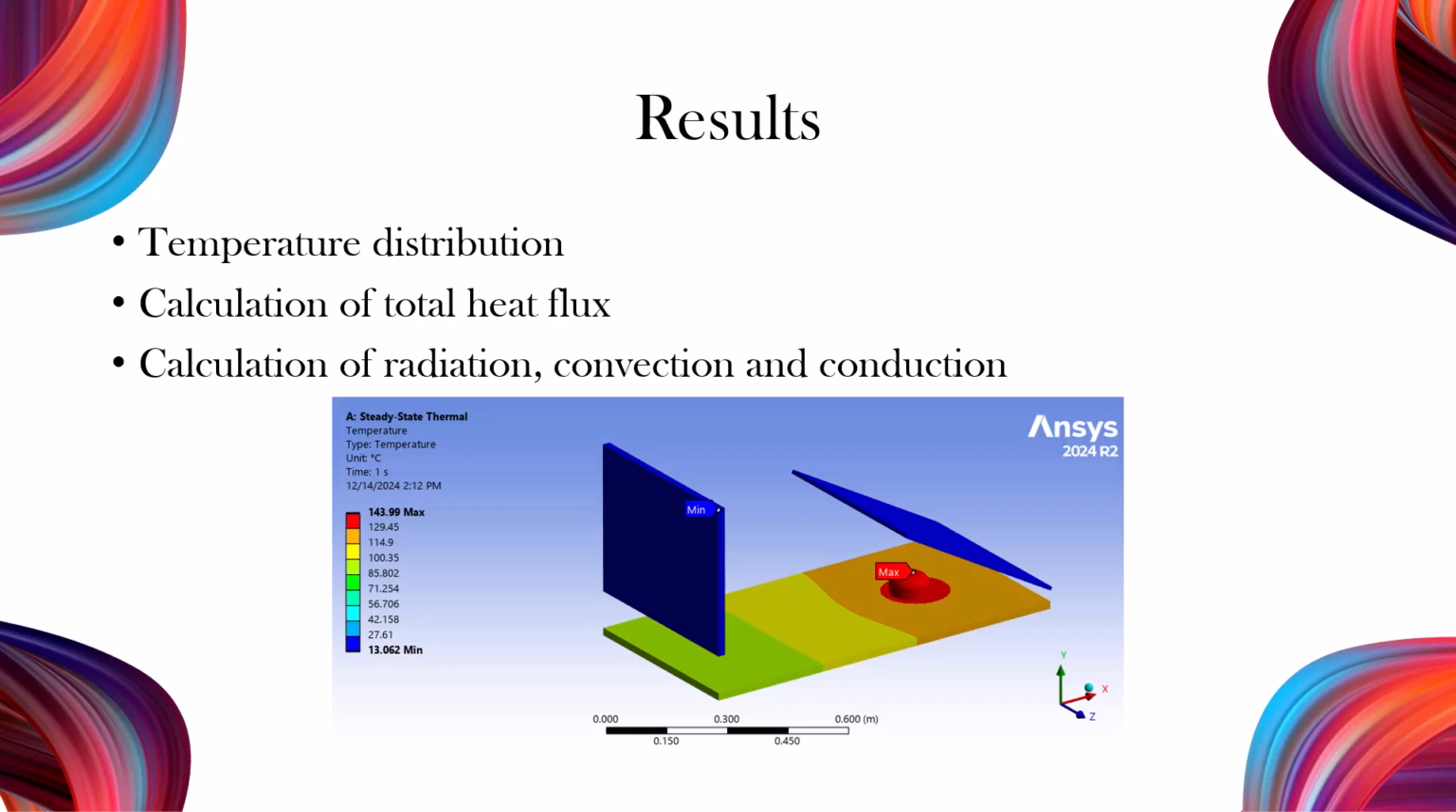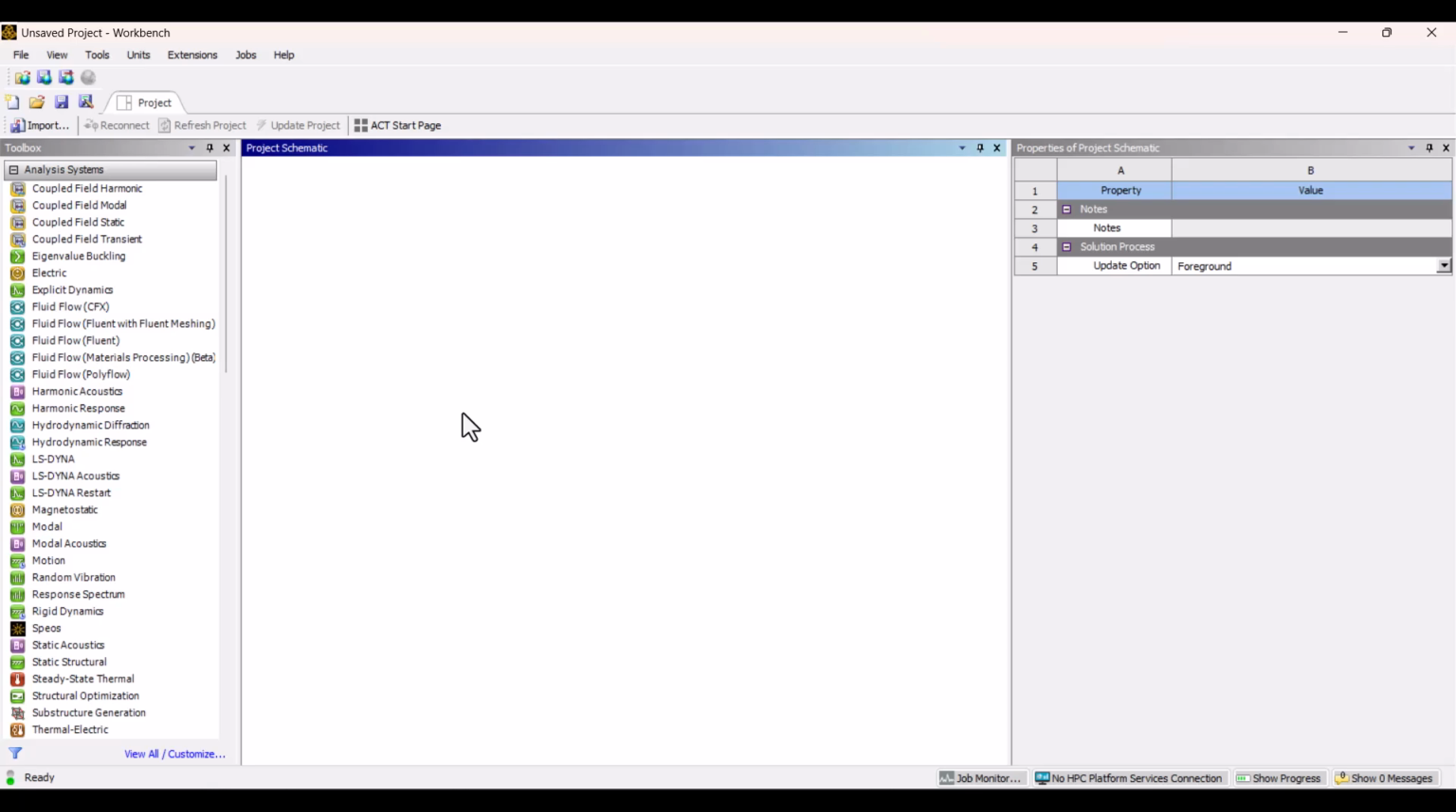Let's begin modeling. To perform a steady-state thermal analysis, I will add the steady-state thermal system to the project schematic by dragging and dropping it from the toolbox. I need to include aluminum and tungsten as materials for the analysis.